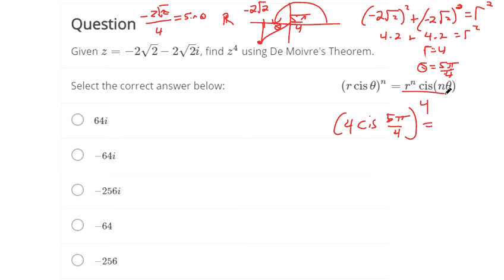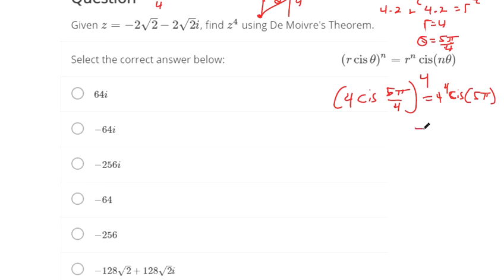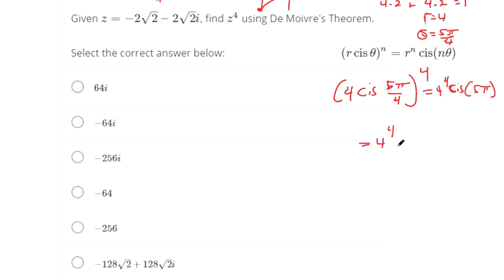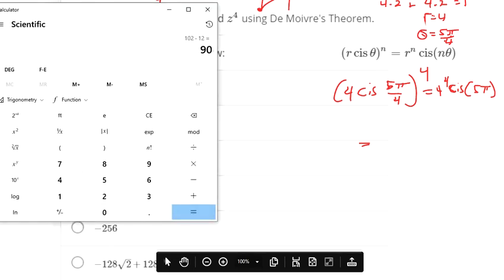So using De Moivre's theorem, it's 4 to the fourth, and then it's cis 4 times theta. So that's 5 pi, because 4 times 5 pi over 4, the 4's cancel out. And so 5 pi can be simplified. Well, actually, a lot of that can be simplified. Let's expand cis 5 pi. That's 4 to the fourth, which we could just do, right? So 256.